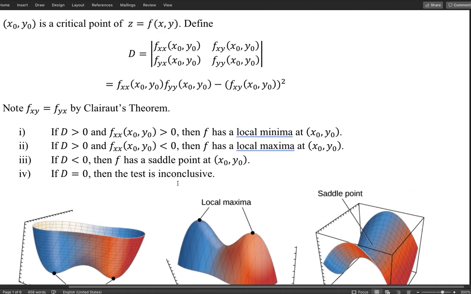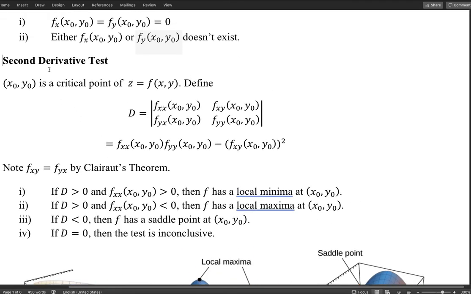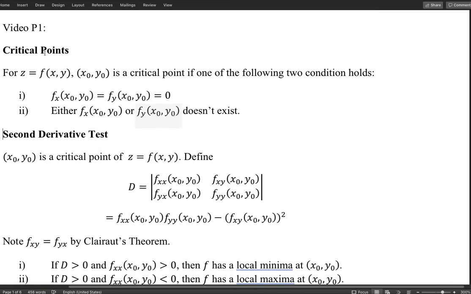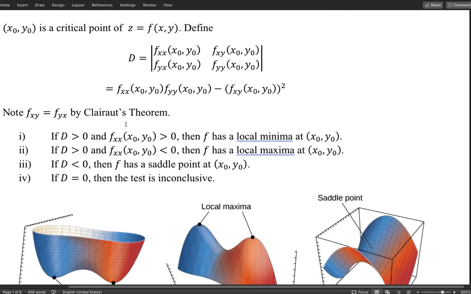Mostly for our class purpose, we are just going to consider those first 3 cases. That is the so-called second derivative test. It really will answer the question about the maximums and minimums for functions of 2 variables. Okay, let's take a look.